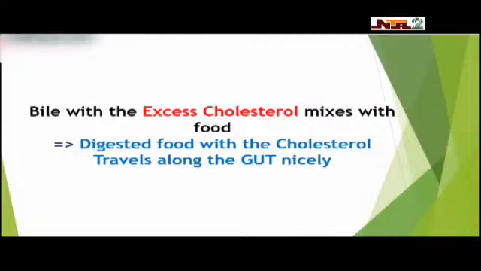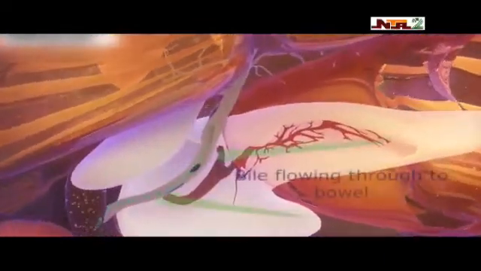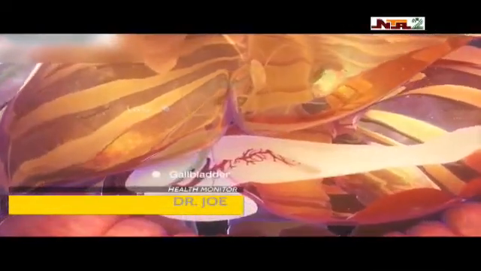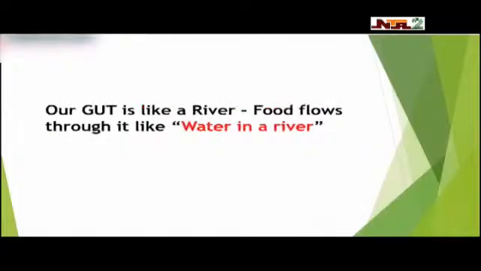Bile with the excess cholesterol mixes with the food, and then of course the digested food travels with the cholesterol along the gut very nicely. So here is how the process actually happens. That's the liver there, and that is the gallbladder, and that's a stream of bile flowing straight through from the gallbladder into the bowel. Usually the liver makes bile using the excess cholesterol that we have, stores it in the gallbladder, and when we eat, the gallbladder contracts, releases the bile straight through into the bowel.